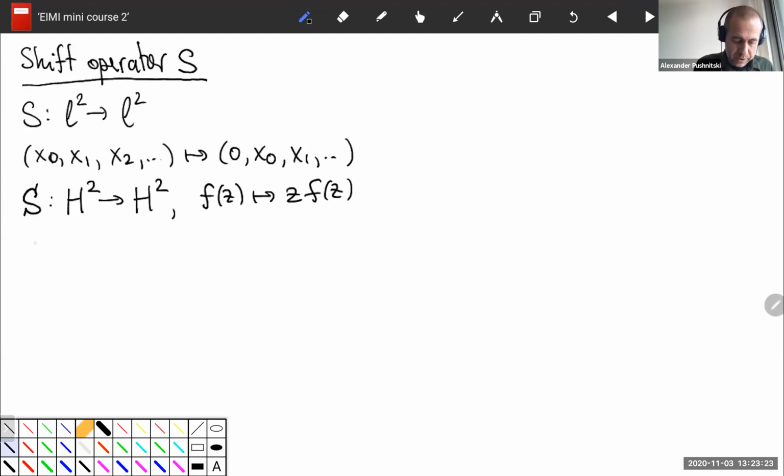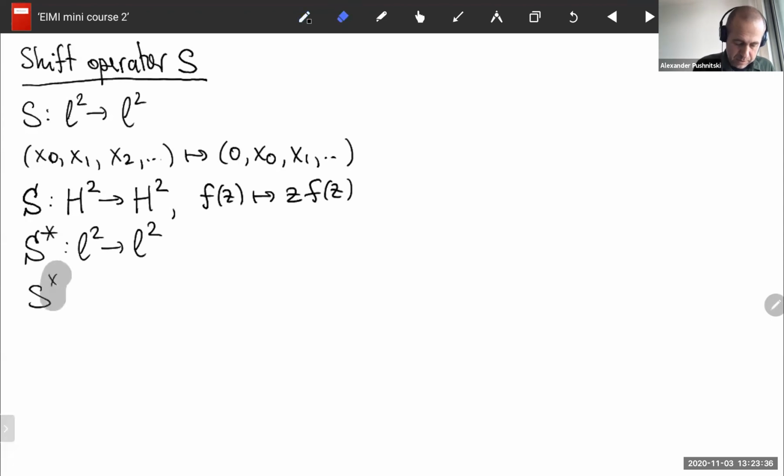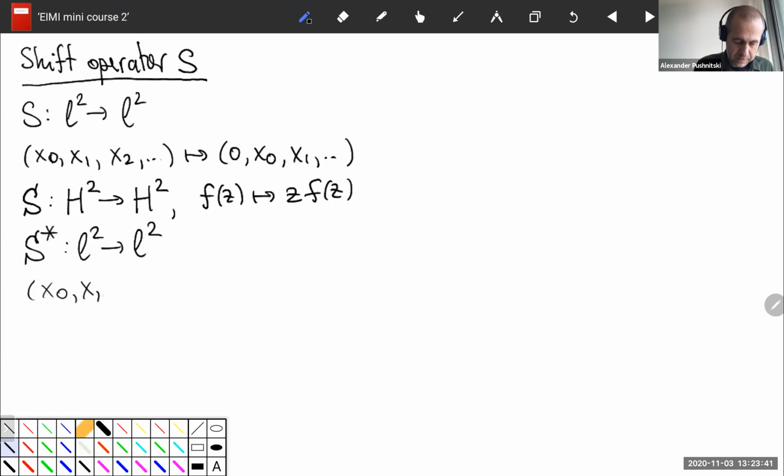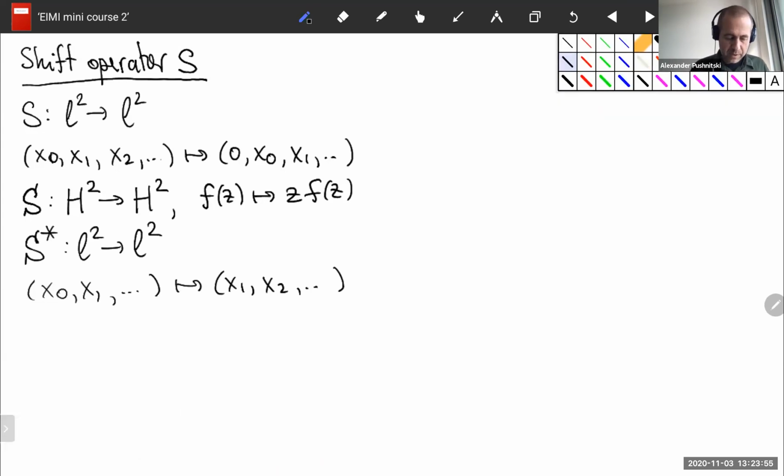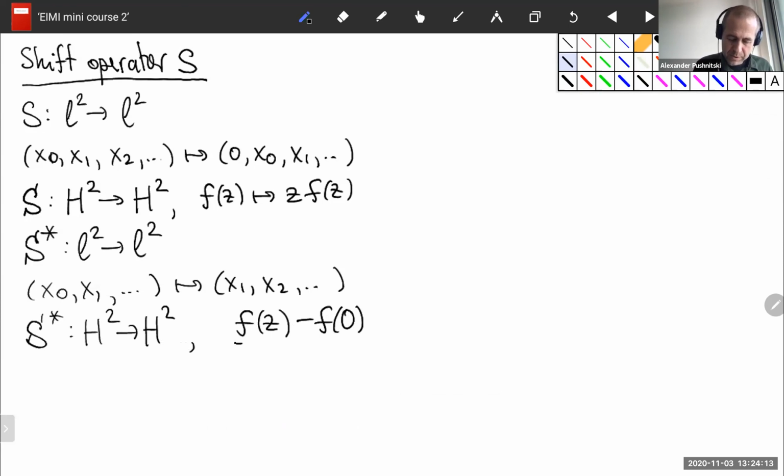Importantly, we will also need the adjoint operator. So this is called the backward shift. If you think of this as an operator in L2, then this is what it does. It maps this to x1, x2, etc. So it shifts everything to the left and it kills the first element, the 0th coordinate. Alternatively, you can think of this acting on the Hardy space, and then you can write it like this. So here I'm thinking of the unit disk rather than the unit circle. So f of z is mapped into this combination. So this is our backward shift.